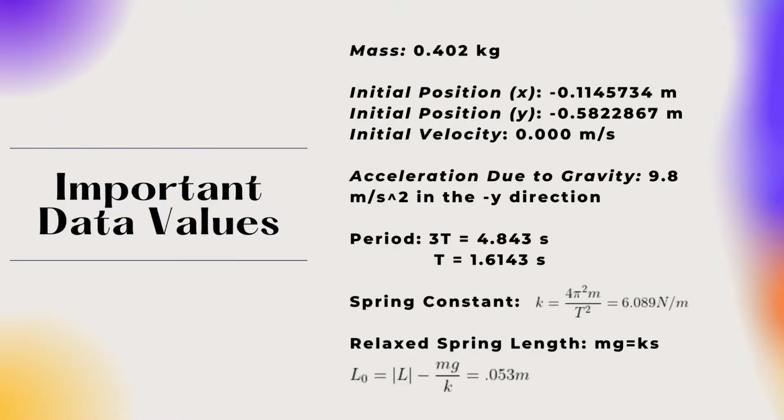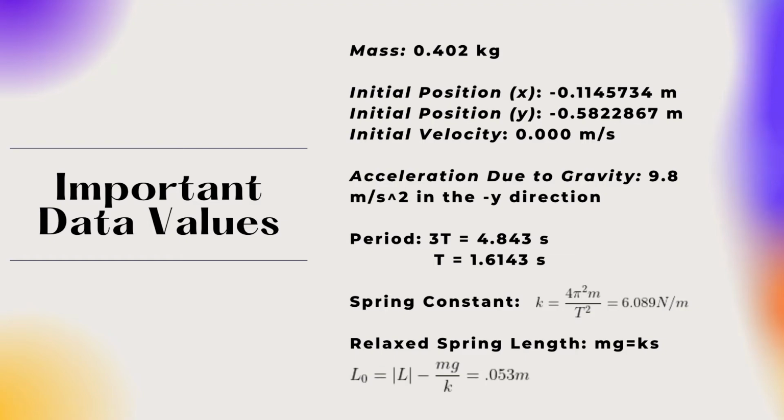Next, we need to recognize and find some information about the motion to enter into our GlowScript code. The mass of the object is 0.402 kilograms. And the initial position values were found by simply looking at the data in Tracker. I set the initial velocity to 0 meters per second, as we are assuming that the mass is starting from rest. To find the period, I took the average of 3 oscillations. Using this method, I determined the period to roughly be 1.6143 seconds.